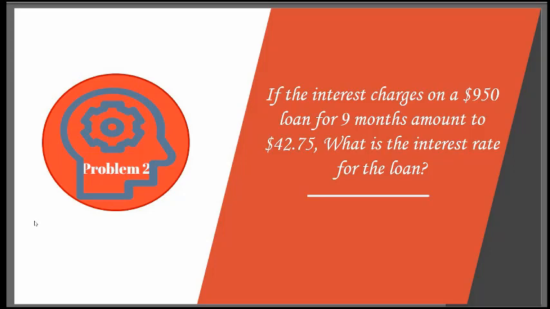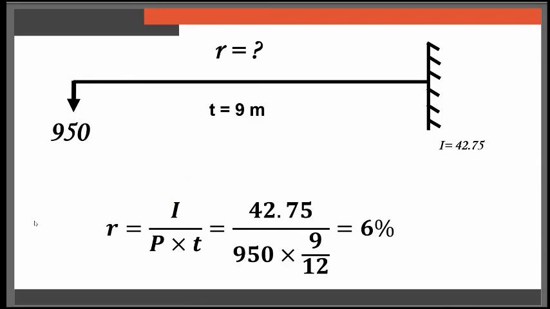Problem number 2. If the interest charges on a $950 loan for 9 months amount to $42.25, what is the interest rate for the loan? We will start by drawing the timeline. B equals 950, I equals $42.25, T equals 9 months, and the rate is unknown.